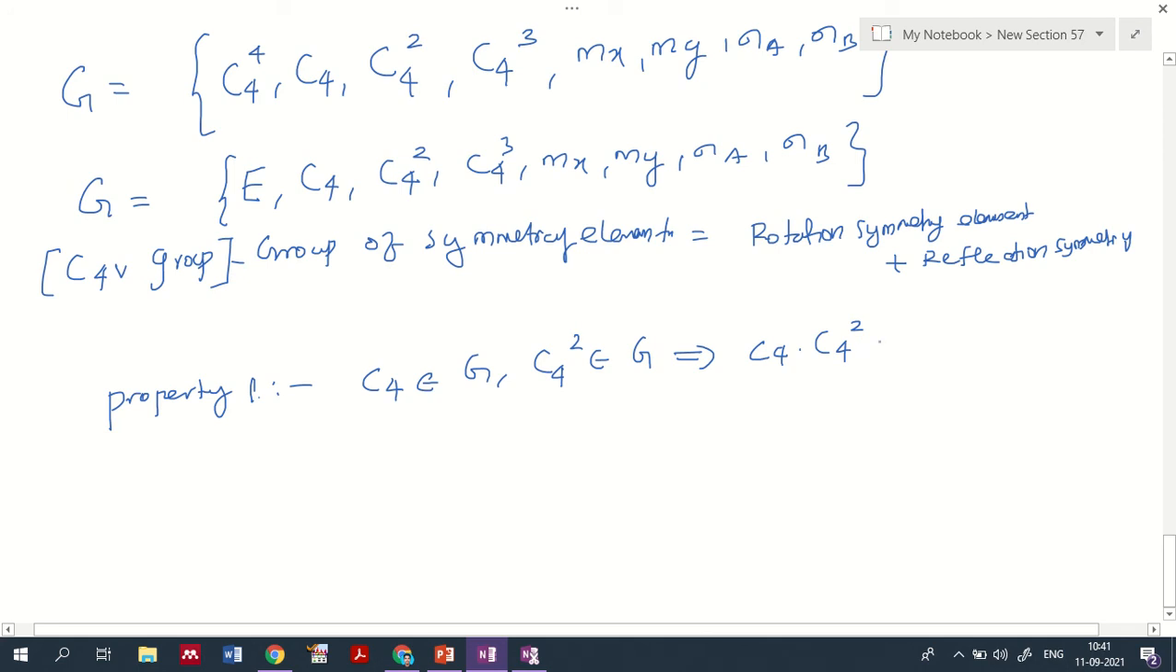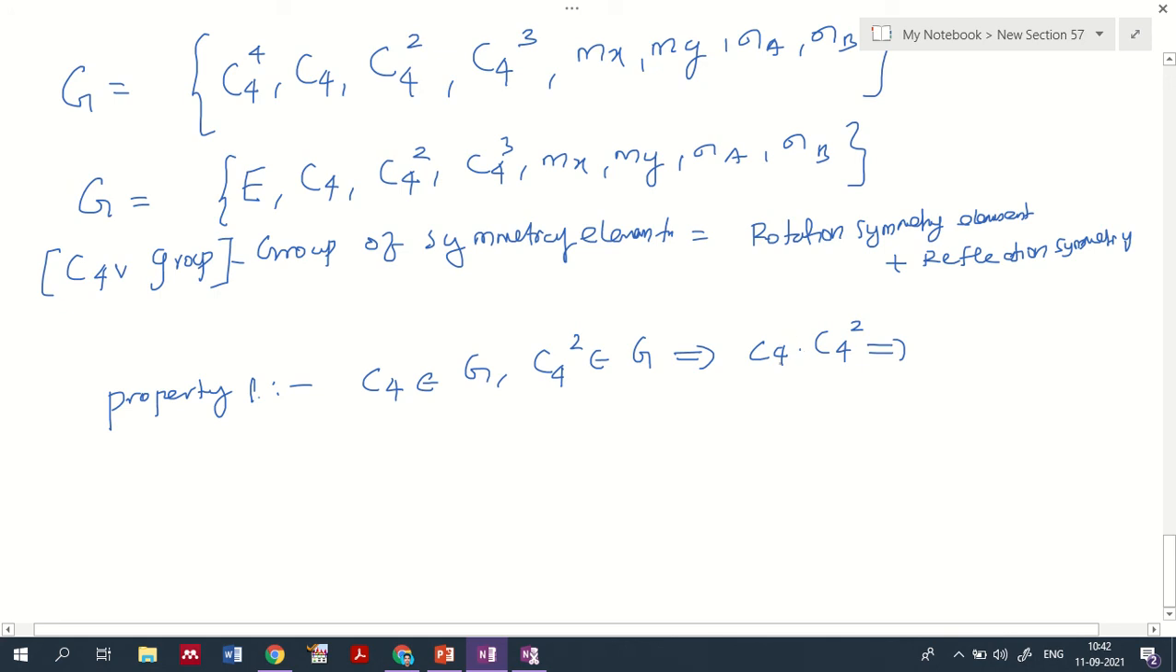Can you tell me what will be the resultant value here? C4, then what will be? Basically, what is C4? C4 is a 90 degree rotation, and C4 square is a 180 degree rotation. After the 180 degree rotation, again you have to rotate by 90 degrees. That is what C4 into C4 square means.